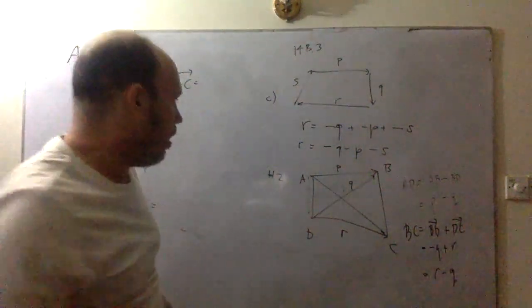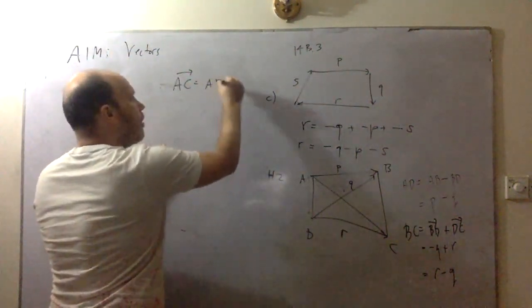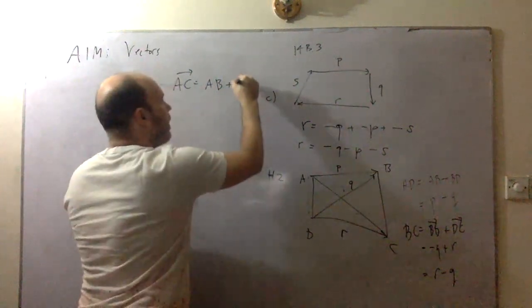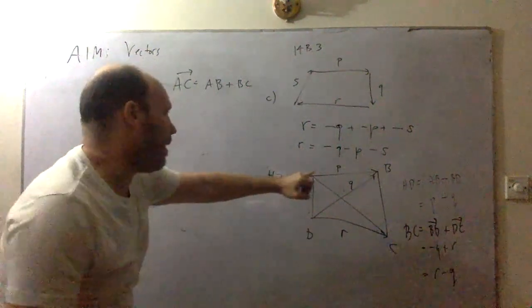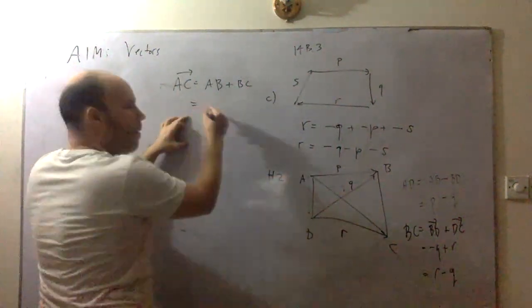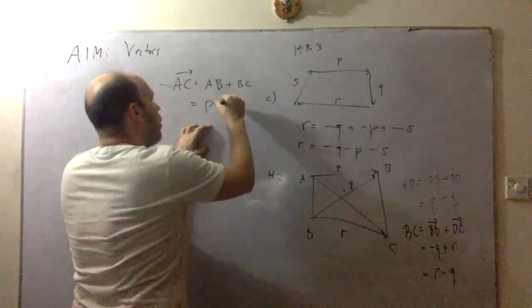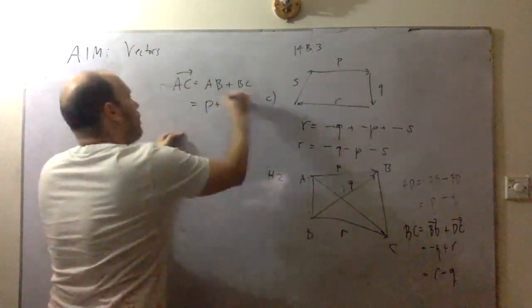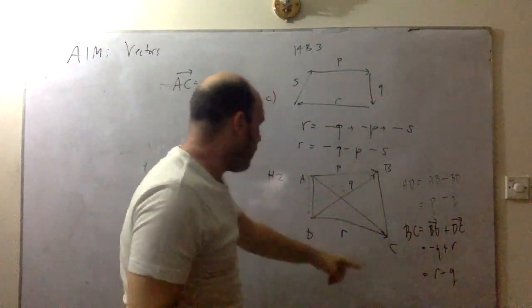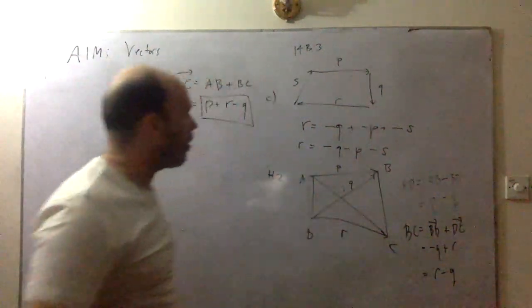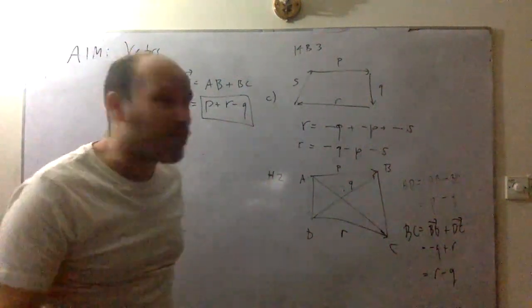Well, AC is AB plus BC. Let's see. We found AB was P. What was BC? R minus Q. So P plus R. Yeah, that's AC. It's kind of interesting, right?